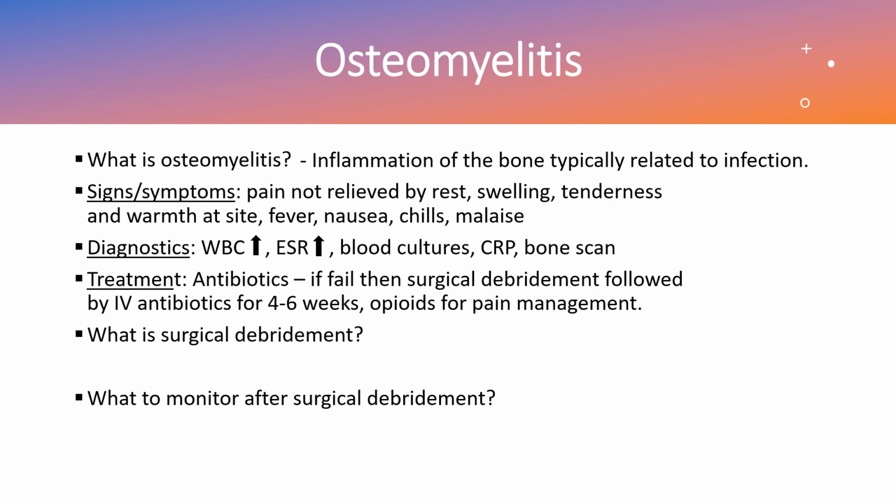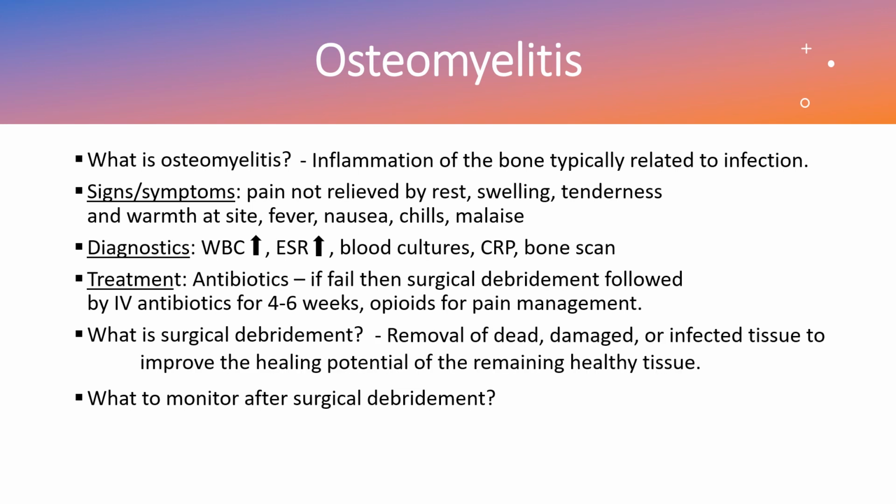The treatment includes antibiotics. If they fail antibiotics, then they would move to surgical debridement. After surgical debridement, they would do more IV antibiotics for 4 to 6 weeks and opiates for pain management. So what is surgical debridement? Right, so it's removal of the dead, damaged, and infected tissue to improve healing of the remaining healthy tissue.